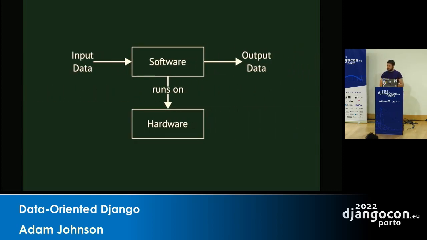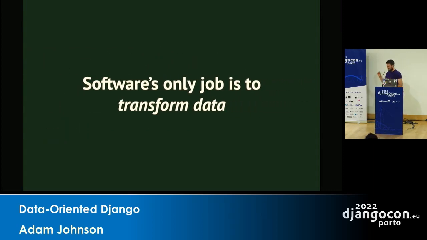So, let us return to my high school computing class. I was shown this diagram, probably in the first lesson. What is software? Software takes input data, it runs on some hardware to transform that input data, and turns it into output data. That's data-oriented design. Thank you. That's the insight. Software's only job is to transform data.